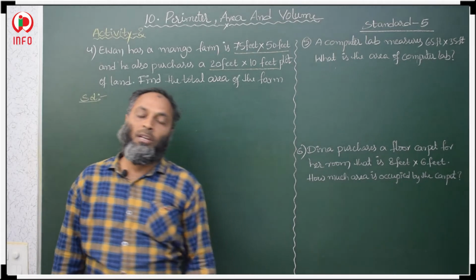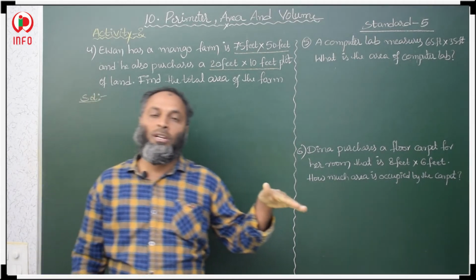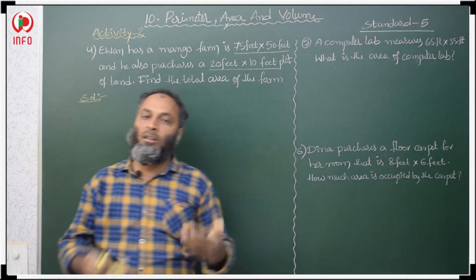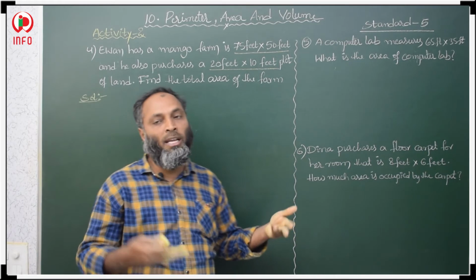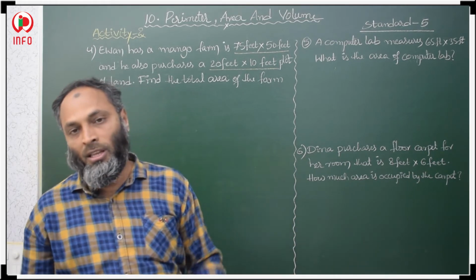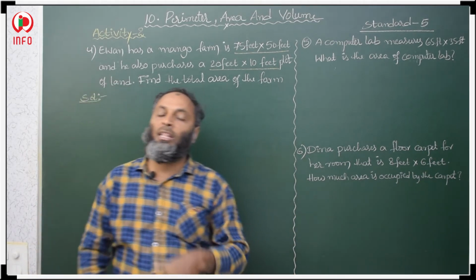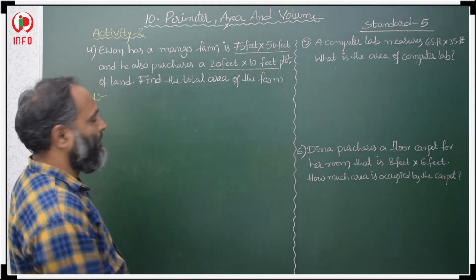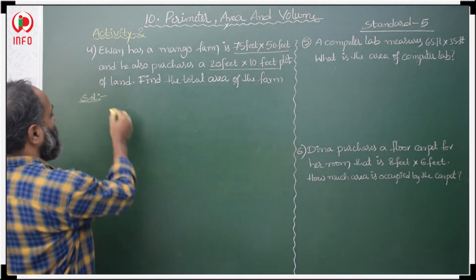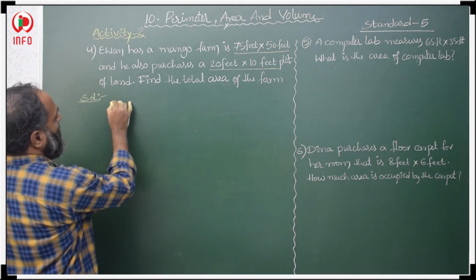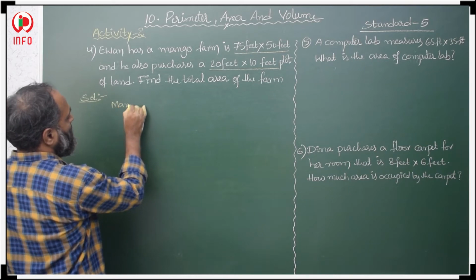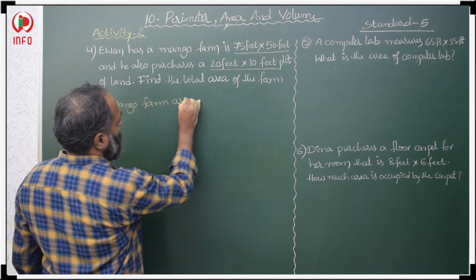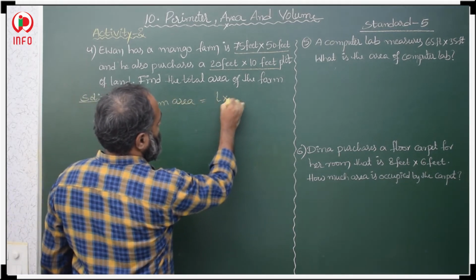So what we have to do here? Whatever the farm land is there, that area we have to find. Then after that, how much extra land he purchased, that we have to find. That total area we have to add, then we will get the area of the farm. So at present he is having, okay, first, mango farm area is equal to length into breadth.